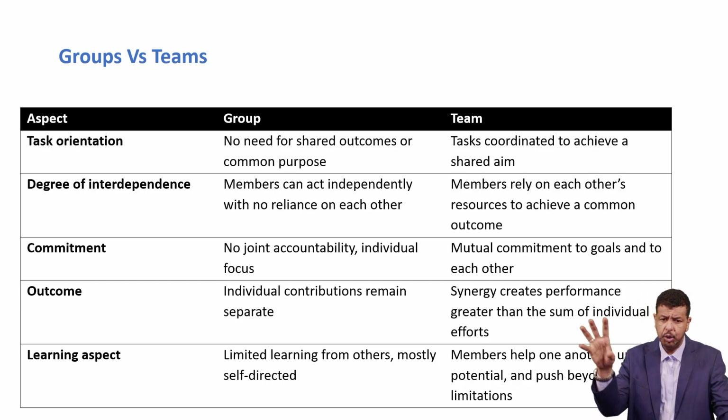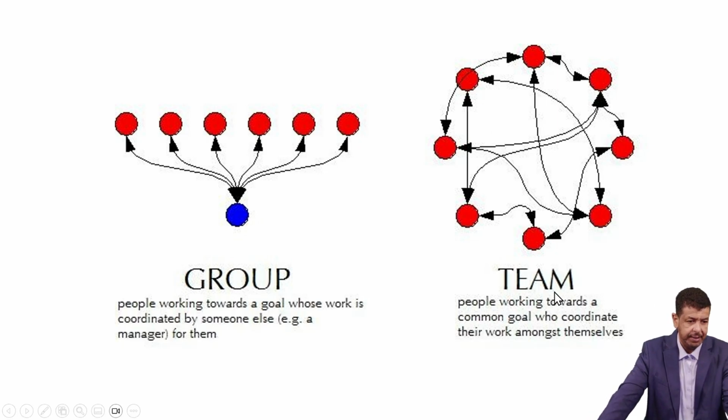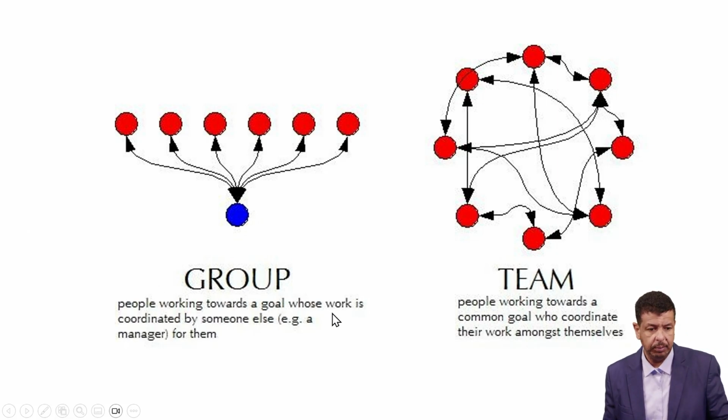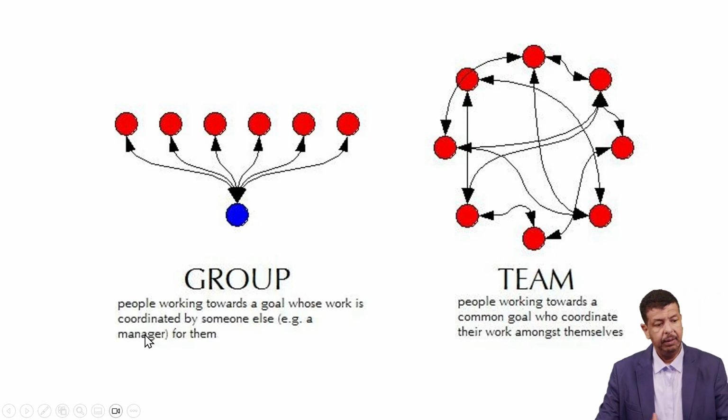And the next slide shows clearly the difference between team and group. And this is the right slide. The right side of the slide is a team, in which people work toward a common goal and coordinate their work amongst themselves. While in the group, people work toward a goal whose work is coordinated by someone else. So in the group, there is the leader and people work, but in the team, although there is a leader, they work toward the common goal and coordinate their work.